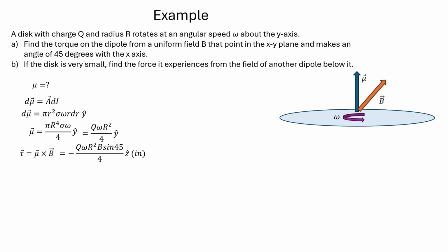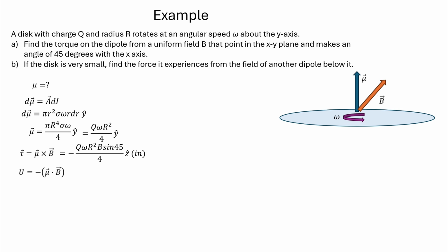If I multiply the magnitude of my magnetic moment times the magnitude of the B field, they make a 45-degree angle. So what I've done here is I'm just saying magnitude of mu times magnitude of B times the sine of the angle between them. The z hat direction is given by our right-hand rule. Okay, so that's our torque. Now let's continue along these lines before we talk about non-uniform fields.